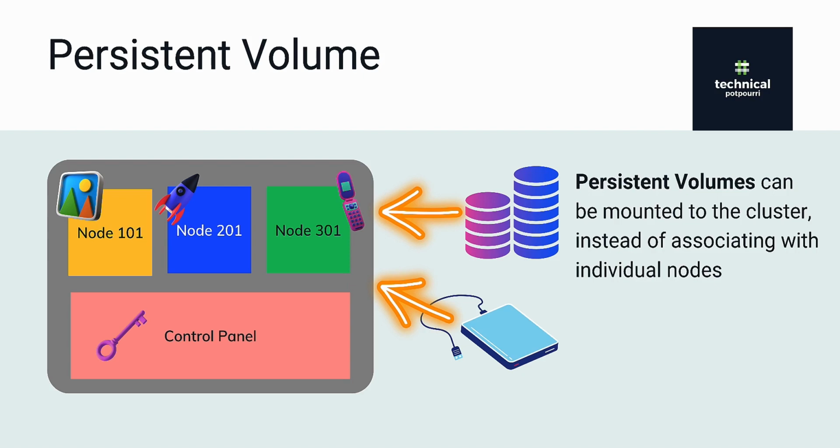So the thing that you need to understand: if there is storage linked to an individual node, that's a temporary cache. That's not a persistent volume. A persistent volume can only be linked to the cluster, not to the individual node. With that, we'll move to the next one.